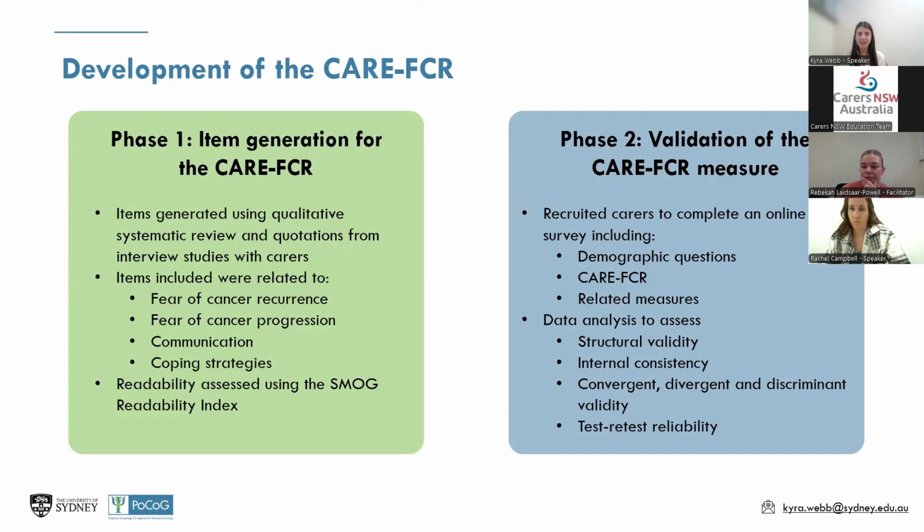The first phase involved generating items, and we developed these items using qualitative systematic review data, as well as quotations from a series of interviews with cancer carers. And so we had items including fear of cancer recurrence, fear of cancer progression, communication about fear of recurrence, as well as looking at coping strategies.